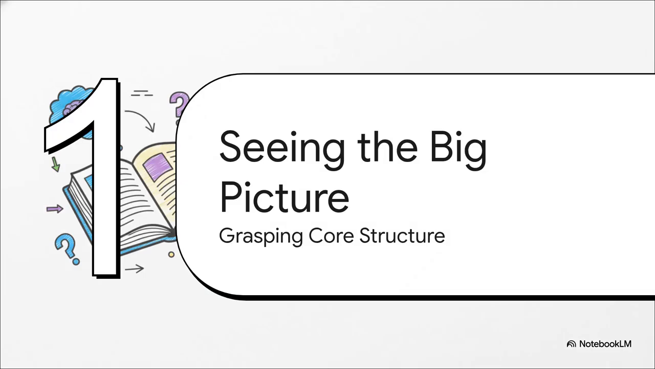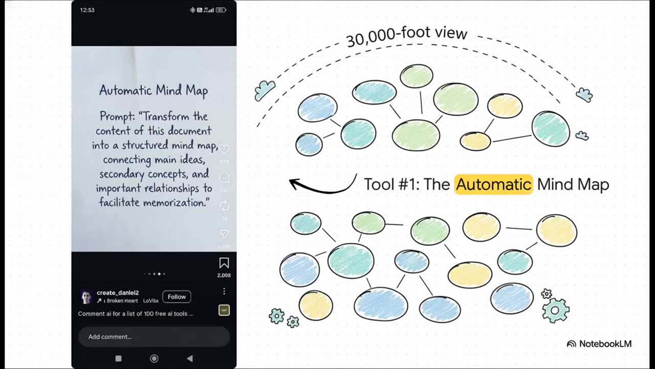All right, first things first. Before you dive deep and get lost in all the little details, you got to have a map, right? So our very first tool is all about getting that big picture view, understanding the core structure of whatever you're reading. And here it is. Tool number 1 is the automatic mind map.